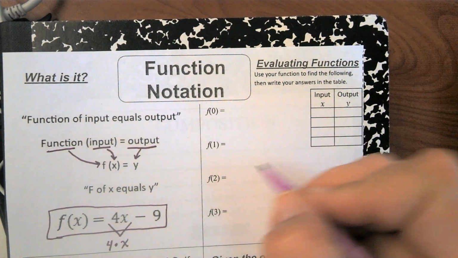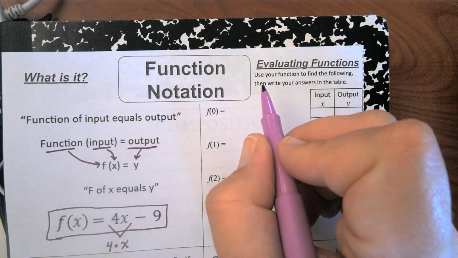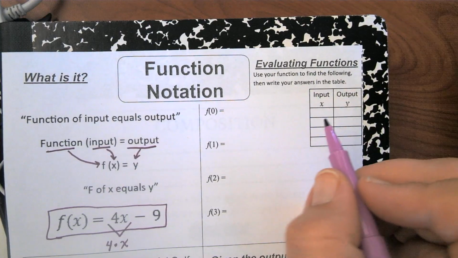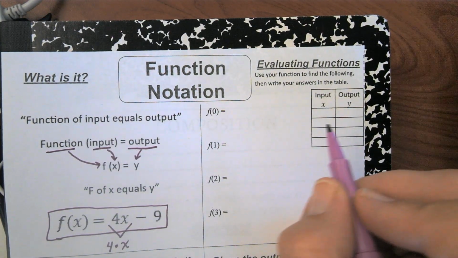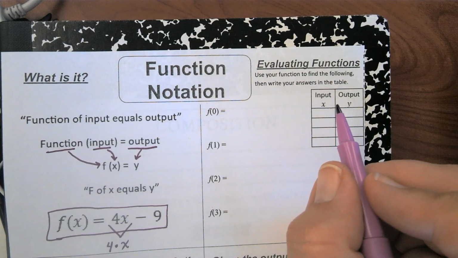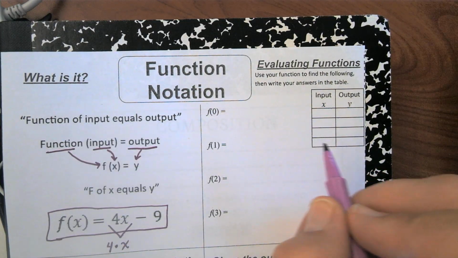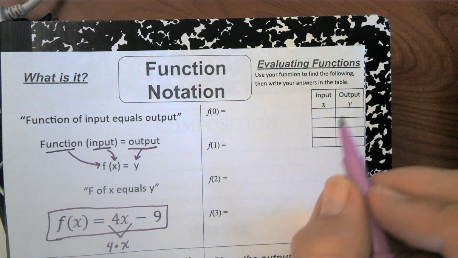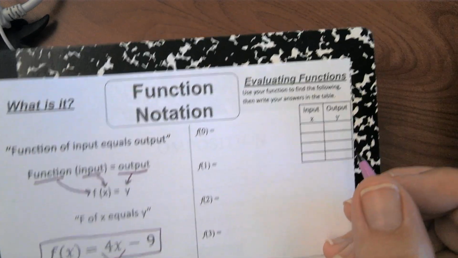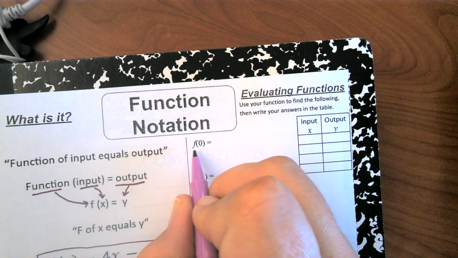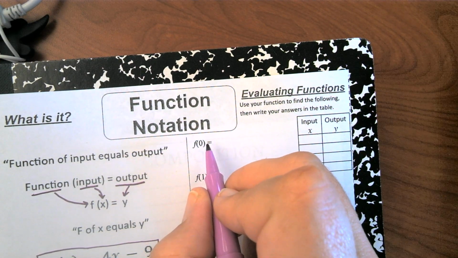So we're going to look at this section up here. It says use your function to find the following, then write your answers in the table. If you notice, our table has a bunch of inputs and outputs, and each of them are paired up together. So we have to take an input, put it through the function, and get out what the output is. We're going to do that for 4 different inputs and get 4 different outputs that match with them. In short form, if you look over here, we have f parentheses 0. So f of 0 is how you would say that.